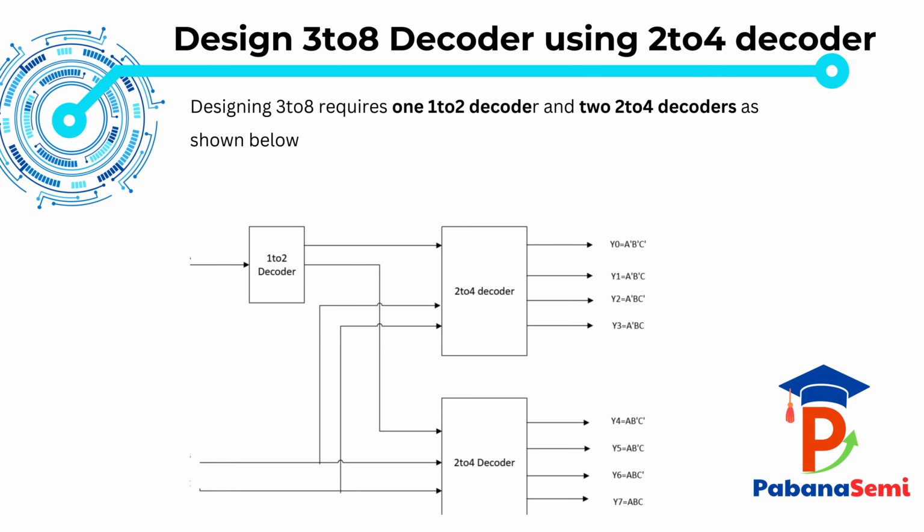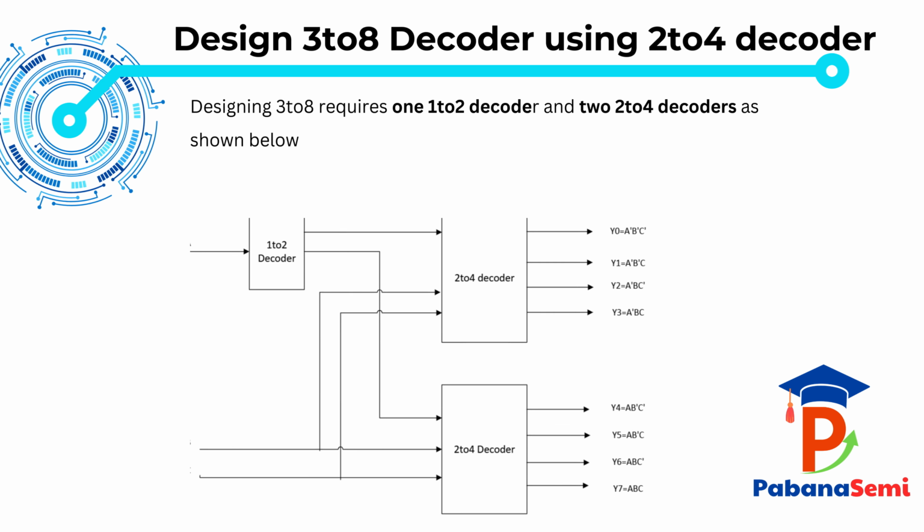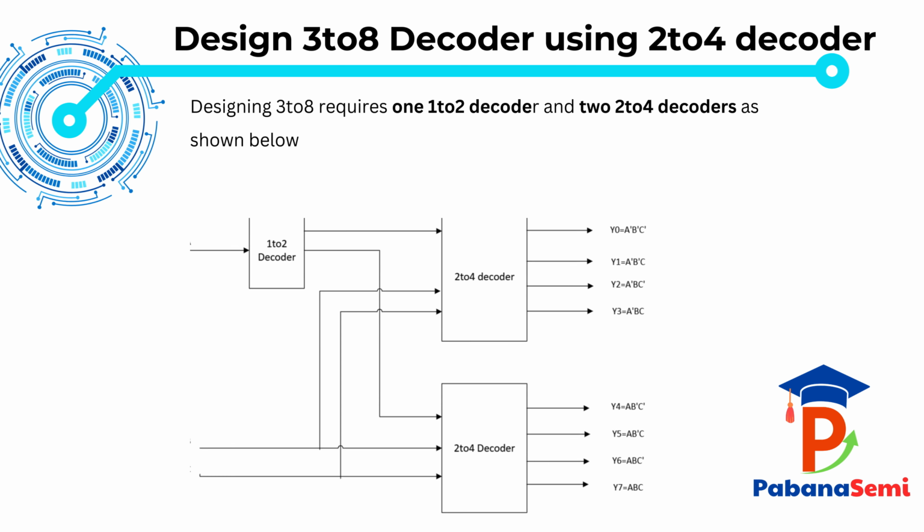Let's see how to design a 3 to 8 decoder using smaller decoders. A 3 to 8 decoder has inputs A, B, C, and outputs Y0 to Y7. Instead of directly building 8 3-input AND gates, we use a hierarchical approach. First, we take the MSB input A and send it to a 1 to 2 decoder. This block produces two enable signals. One is active when A equals 0, that is A prime, and the other is active when A equals 1, that is A.